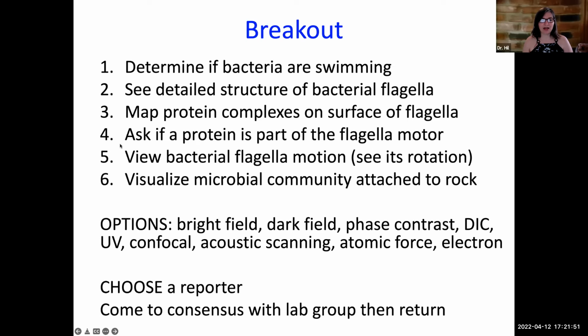All right, good. What about number 4? What if you wanted to know if a protein was part of the flagella motor? This one's going to be a co-localization question, like you know where the motor is. You want to know if there's a protein in it. That would be a co-localization experiment. Did anyone come up with an idea for that one?